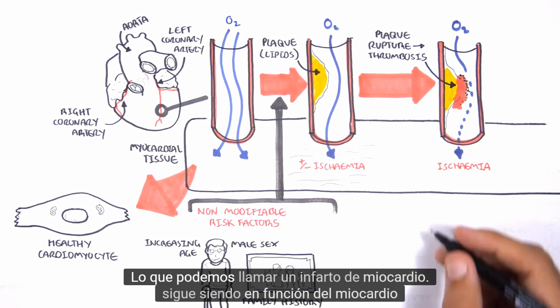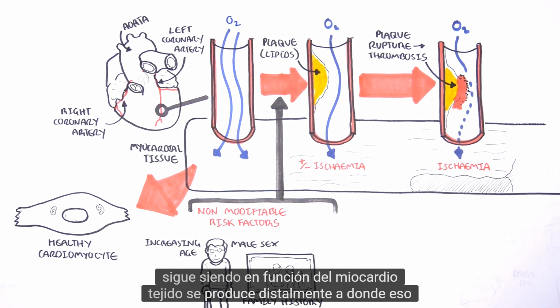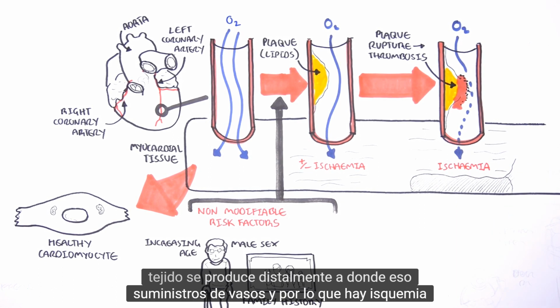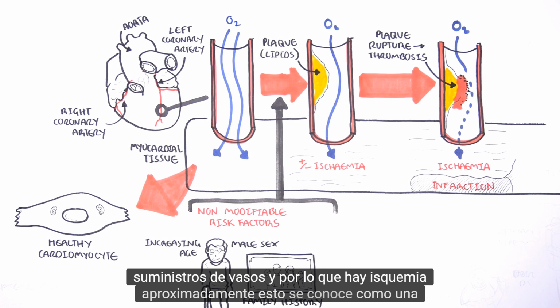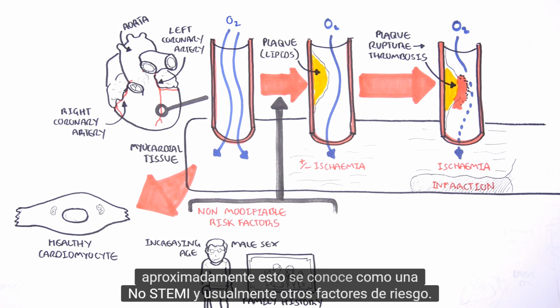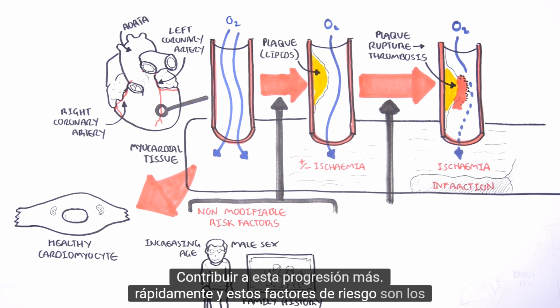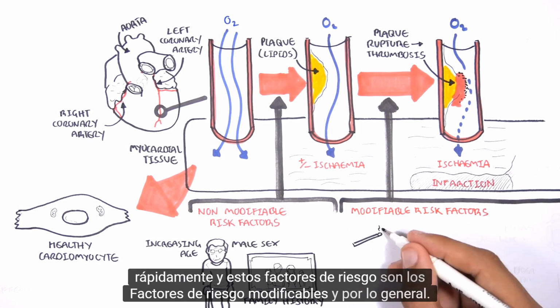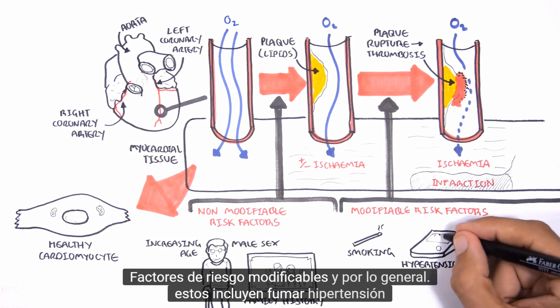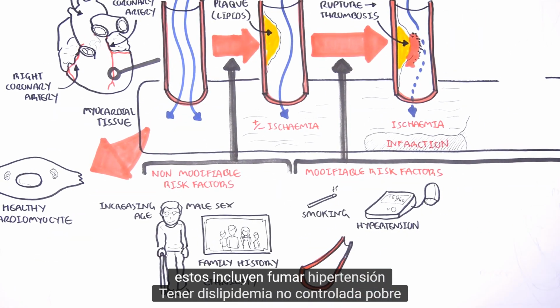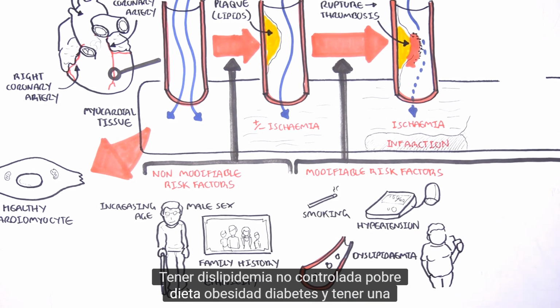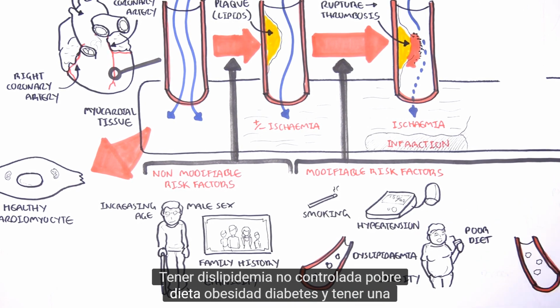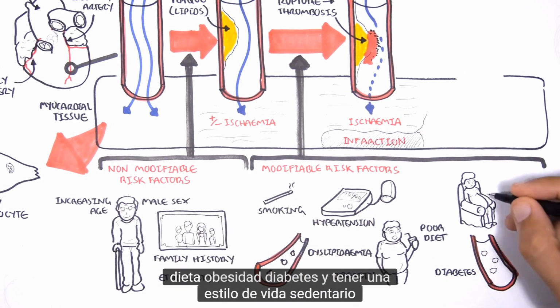The infarction of the myocardial tissue occurs distally to where that vessel supplies, and so there's ischemia proximally. This is referred to as a non-STEMI. And usually other risk factors contribute to this progression more rapidly. And these risk factors are the modifiable risk factors usually. And these include smoking, hypertension, having uncontrolled dyslipidemia, poor diet, obesity, diabetes, and having a sedentary lifestyle.